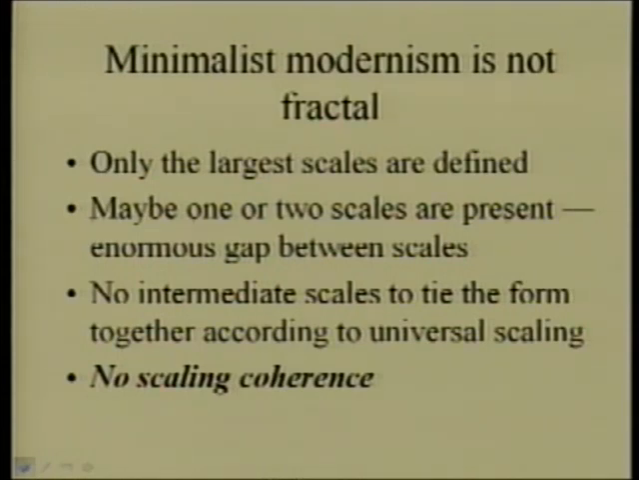If you have an object, say in a more contemporary architecture, and you have its magnified copy that is 20 times as large, well, these two sizes are so far apart that cognitively we don't relate them. So there is no scaling coherence. You really need the intermediate scales to tie the form together.